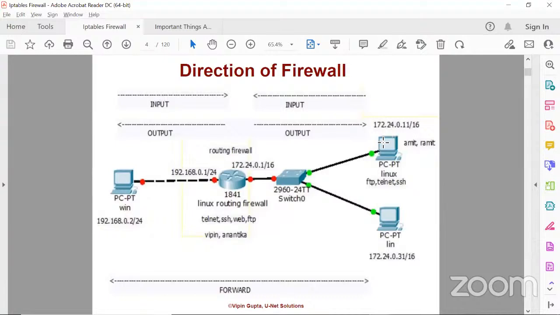So in the fourth case, what I want is that the 172.24.0.11 system should not be able to telnet to this system. That means it should be able to access SSH, web, FTP, but it should not be able to telnet to this system. So this is the fourth rule. And please remember, almost 50% of the time an admin is going to write this type of rule. So let me explain it clearly. Again, let me share that screen.